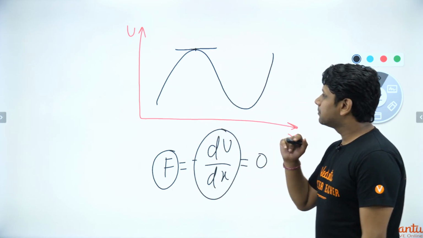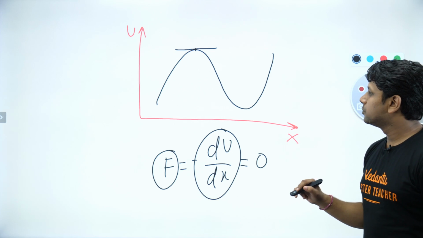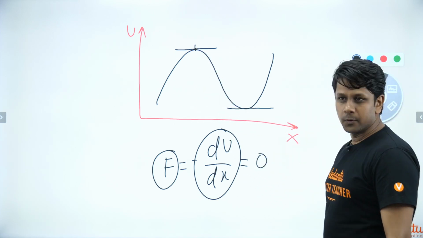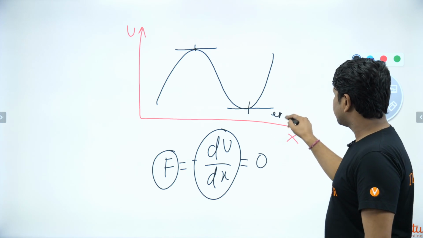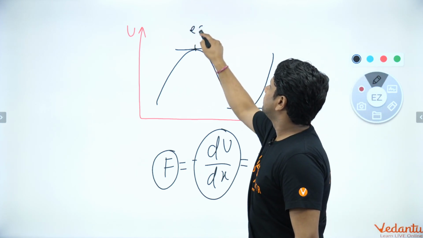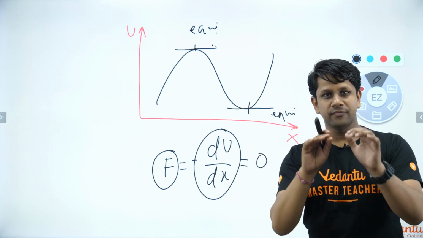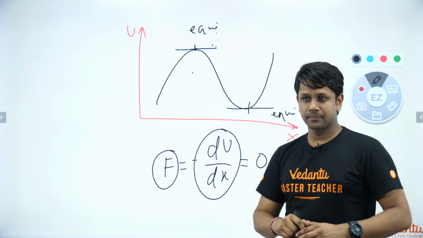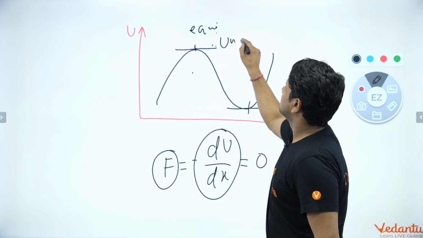Now in this diagram बच्चों, can you tell how many times you are getting slope 0? Once you are getting here, once you are getting here, okay? तो यहां पे भी equilibrium है और यहां पे भी equilibrium है. But if you see very carefully, this equilibrium is unstable. इसको हम बोलते हैं unstable.